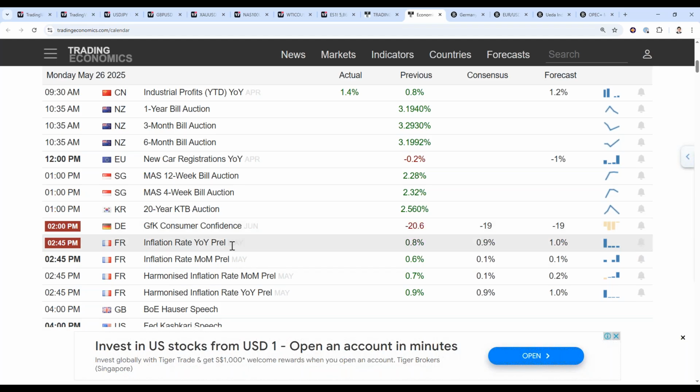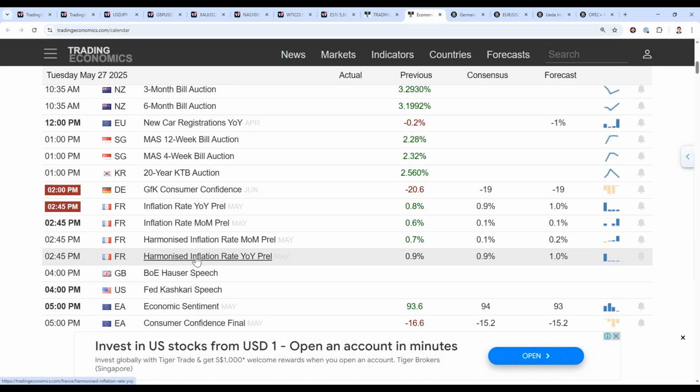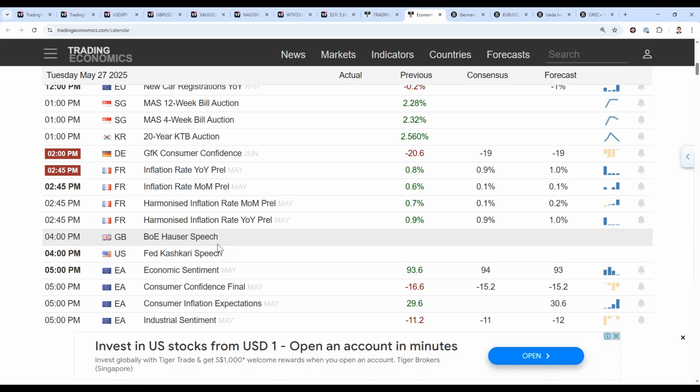Then we have the preliminary France inflation rate as well for the month of May. So for the year on year, on a core basis, market is expecting it unchanged at 0.9%. So that could also impact the movement on the euro dollar and the euro crosses. And at 4 p.m. Singapore time, we have key central bank officials speaking. Bank of England Hussein will be speaking at 4 p.m. Similar timing will be Fed Kashkari at 4 p.m. as well.